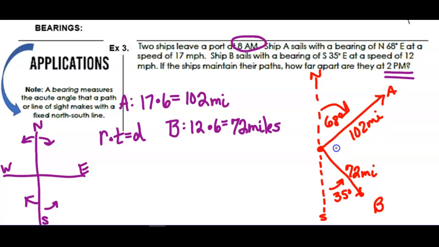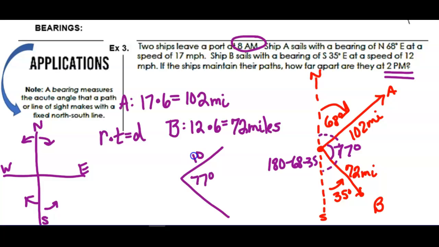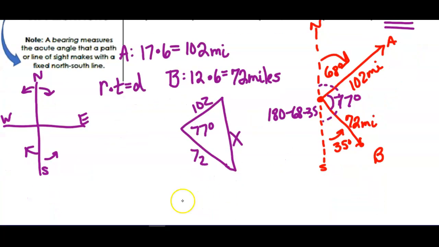So we can find this angle in here because all of this has to make 180 from this north-south line. So if we do 180 minus 68 and 35, we get 77 degrees in here. And then all you have for this problem is 77 degrees, 102, and 72, and you're trying to find this. So that's a straight up law of cosines.